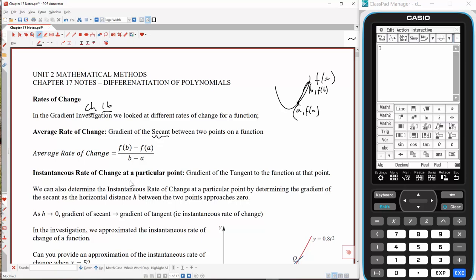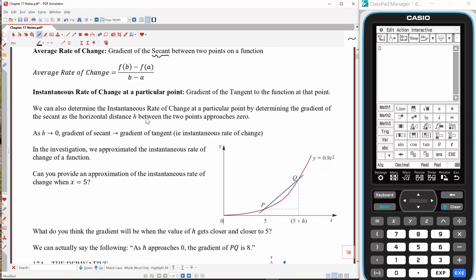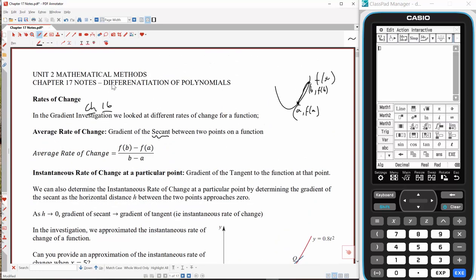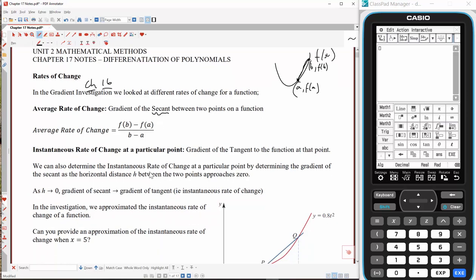Now, what we finished up looking at was the instantaneous rate of change, okay, and that's the more interesting one. The average rate of change is a little bit, I don't know, average, okay? What does that tell us, the average rate of change? I want to know exactly what's happening to a particle or whatever it is we're looking at at any given point in time, at exactly that point in time, right? So that was the instantaneous rate of change. And that was the gradient of the tangent to the function at that point.